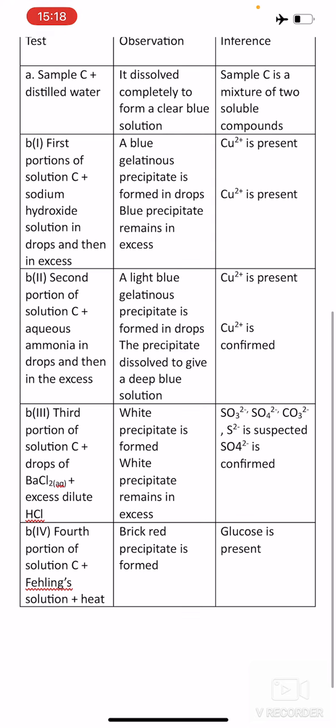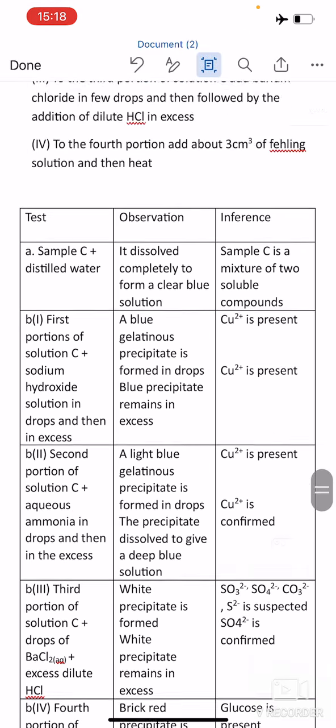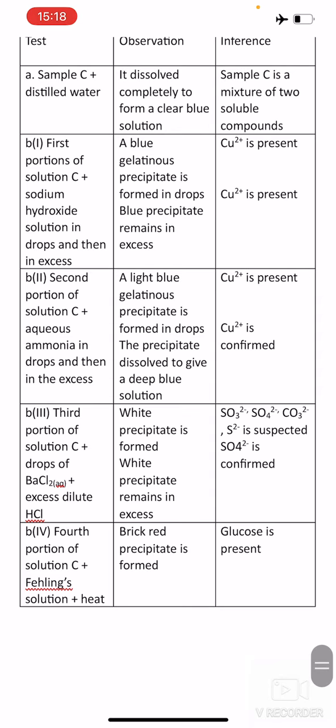So if you add a drop of barium chloride, you will see a white precipitate. And then when we now add excess dilute hydrochloric acid to it, the white precipitate remains, and that is a confirmatory test for SO4 2-. So just look at the table. It's very straightforward because Tuesday is very near.